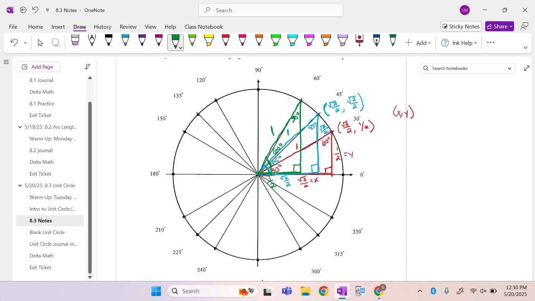What about the vertical? What would that be? Square root 3 over 2. Thus, what do you think my point would be? Backwards. 1/2, square root 3 over 2, because your x value is always your horizontal length, the y value is your vertical length.